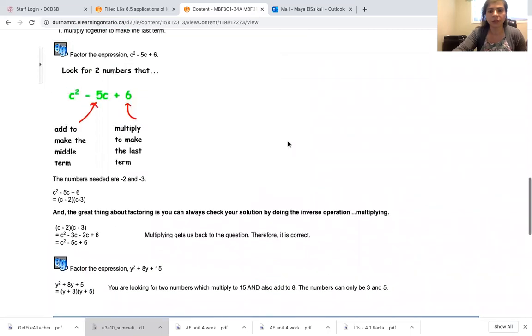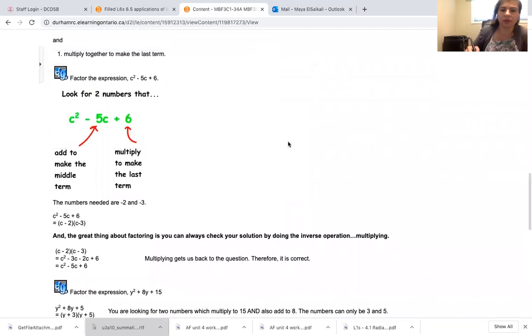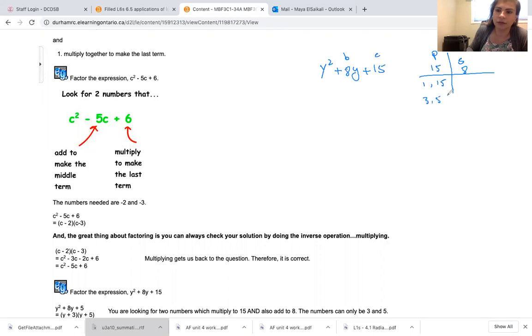So let's look at another one. y squared plus 8y plus 15. Let's try to factor them. So this is your B, this is your C. I'm looking for two numbers that have a product of 15 and a sum of 8. So what multiplies to 15? I don't have that many options. 15, that's 1 and 15, or 3 and 5.